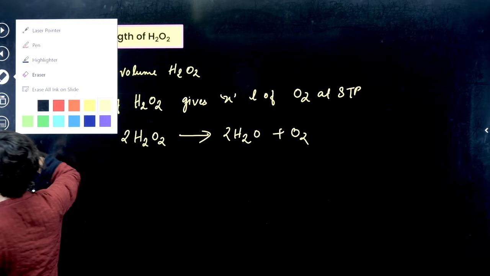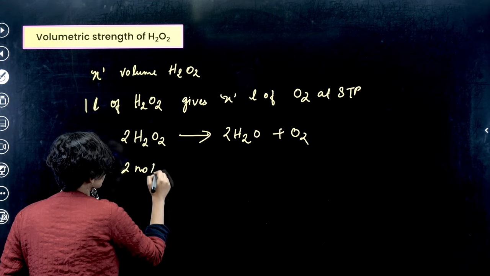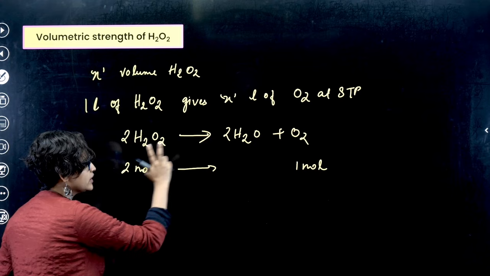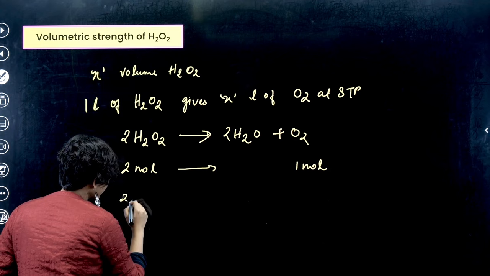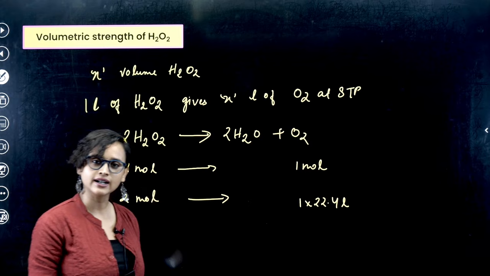So 2H2O2, this is your reaction. If this is your reaction, that means that 2 mole of hydrogen peroxide is giving 1 mole of oxygen. If 2 mole is giving you 1 mole, that means 2 mole is also 1 into 22.4 liter, at STP. Correct.